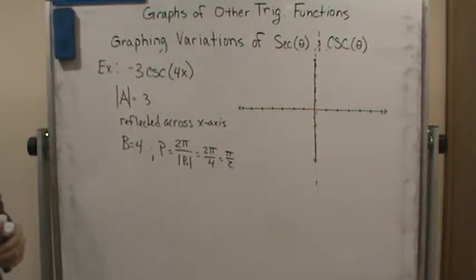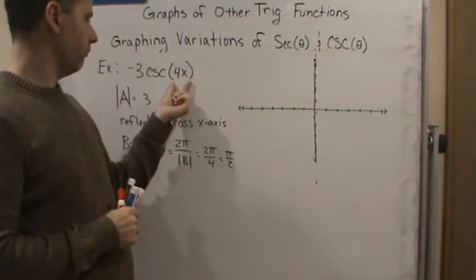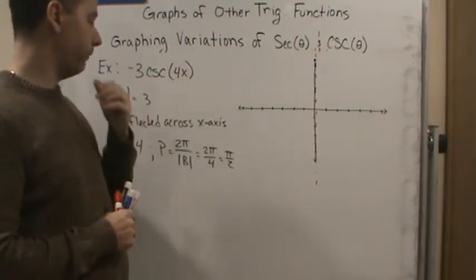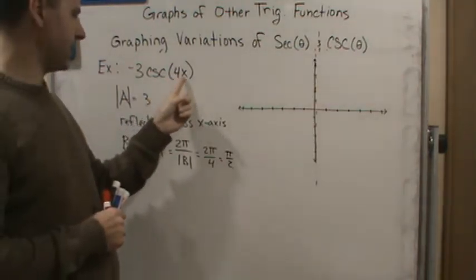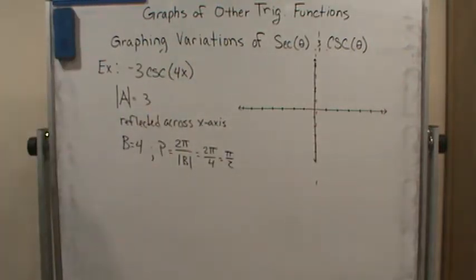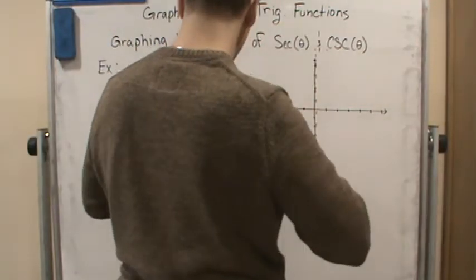Good. And where's the next asymptote going to be? Well, when this is pi. When is this going to be pi? When x is pi over 4, because when x is pi over 4, you get pi. So that tells me how I'm going to want to set up my x-axis.